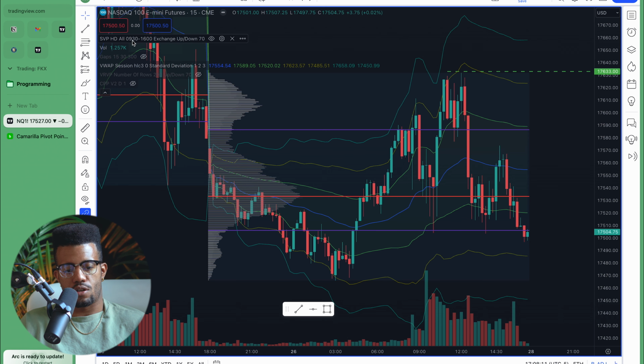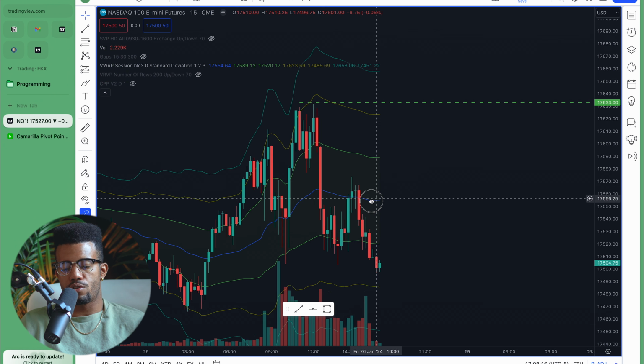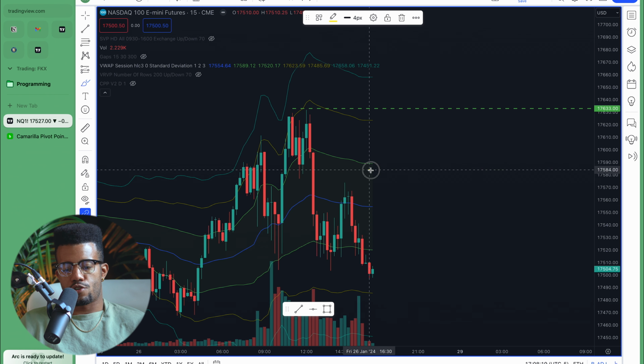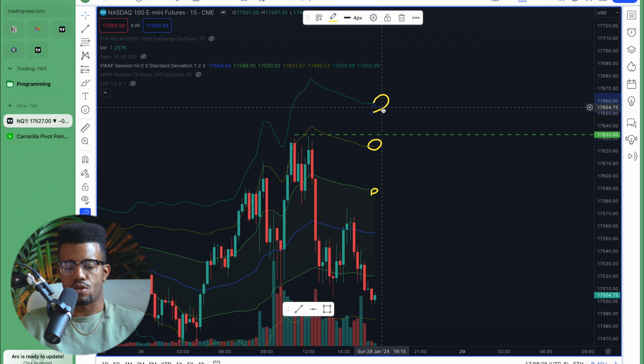So I'll turn it on and I will turn the other things off. This is the volume weighted average price in blue. Then this is the first band. This is the second band. This is the third standard deviation band, right? So VWAP and its 1st through 3rd standard deviation bands, which I also use.